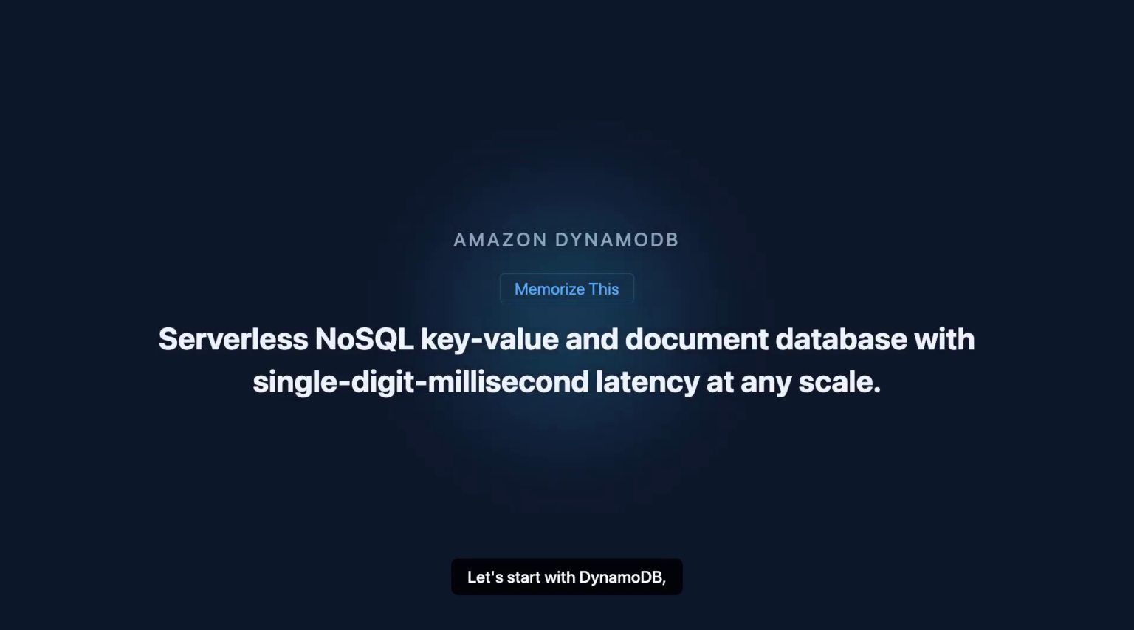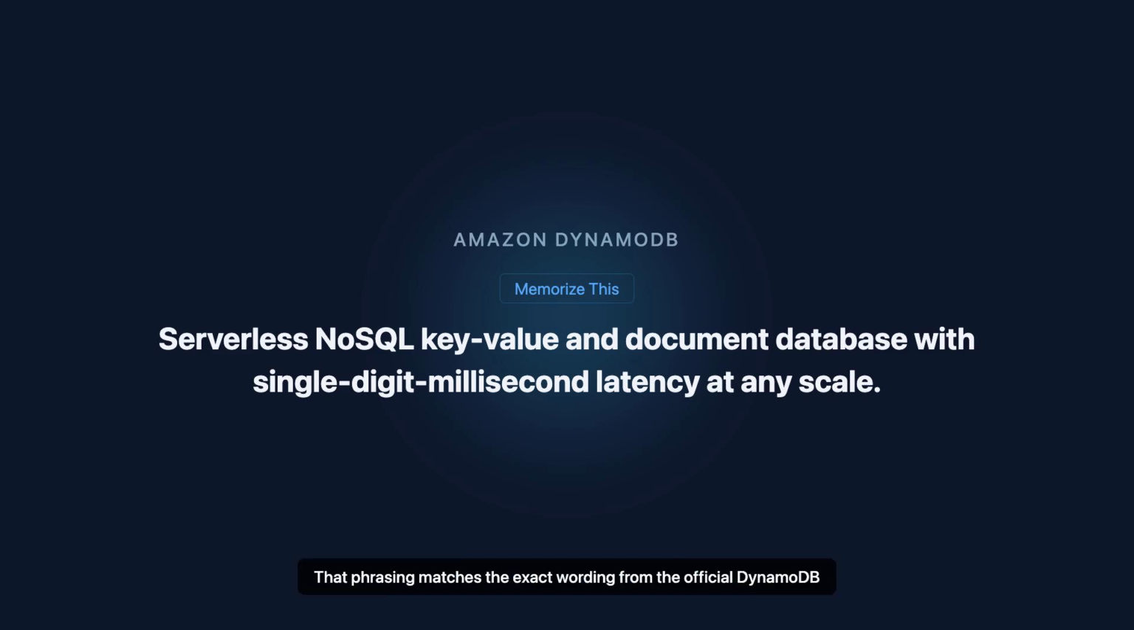Let's start with DynamoDB, and this is one phrase worth memorizing word for word. It's a serverless NoSQL key-value and document database with single-digit millisecond latency at any scale. Break that down. Serverless means there's no infrastructure for you to manage, no instances to size, no patching. NoSQL key-value means you store and fetch items by their key, fast, and single-digit millisecond at any scale means whether you have 1,000 users or 100 million, the response time stays flat.